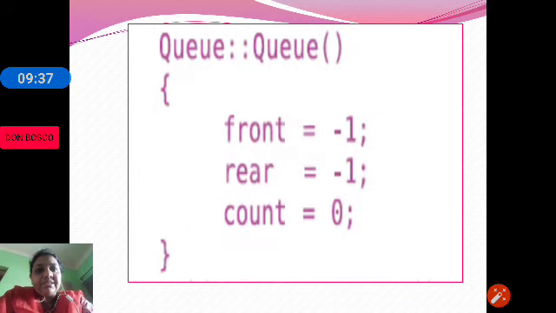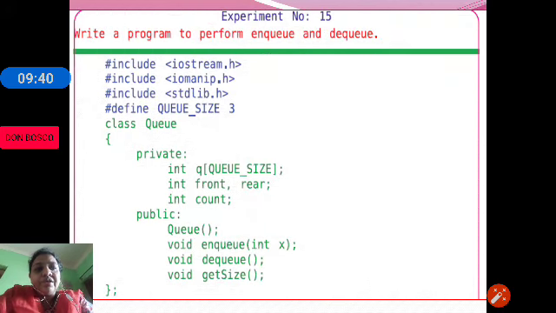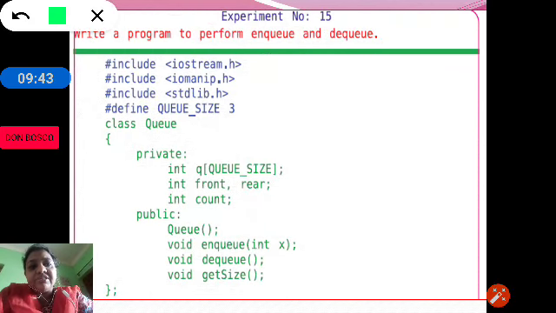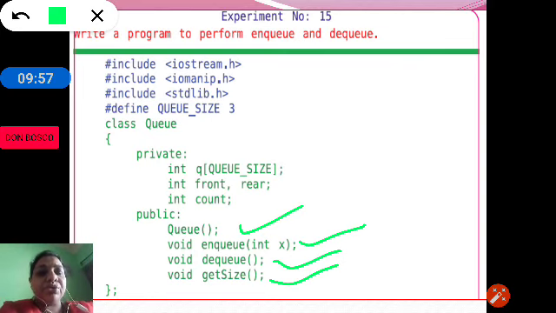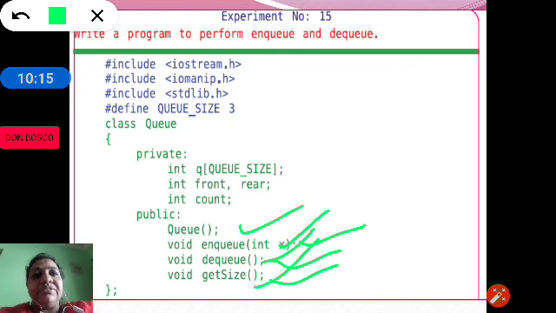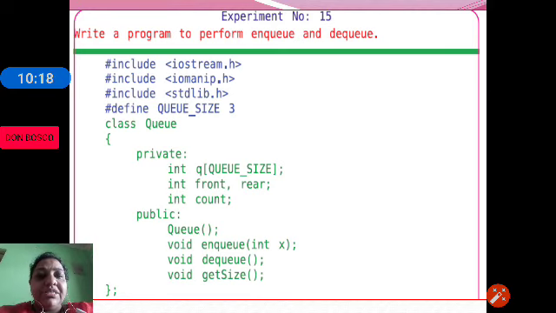Let us begin with the constructor. As you can see here, we have a constructor, and then we have NQ, then DQ, and get size. The constructor will initialize front and rear to -1. Whenever a new queue is created, the front and rear will be -1, which indicates the empty queue. NQ adds a new element. DQ removes the element. Get size will tell us the total number of elements present in the queue.